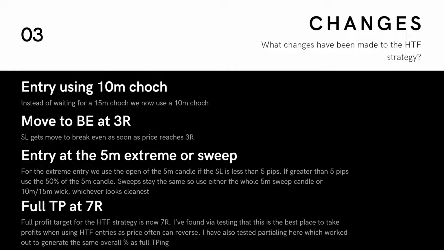So yeah, I found through testing that even taking partials at 7R doesn't really make a difference to the overall result, because price a lot of the time, once it goes past 7R, it can reach say 10R or 12R. But if you've already taken partials, then you're going to reduce the overall trade size anyway. So I found it to be a good balance between the two. Just full TP at 7R. I found the results to be really good.